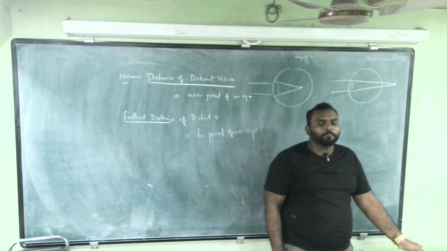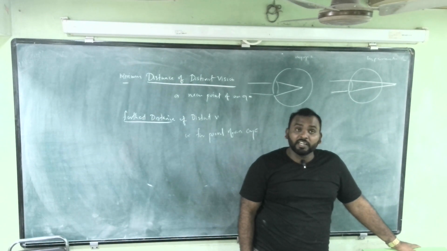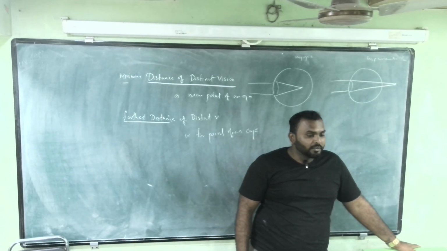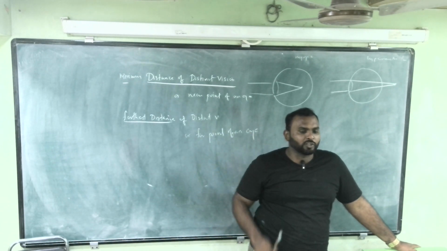Now we'll be looking at something called the apparent size of the object. You look at an aeroplane. When it is very far, it looks small. When you go near it and look at it, it looks much bigger. Right? That means when it is near, it looks big. When it is far, it looks small.